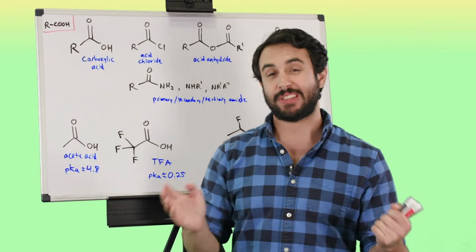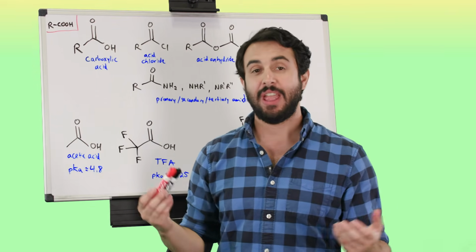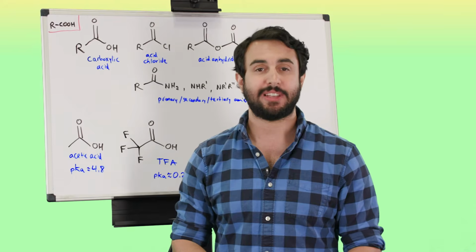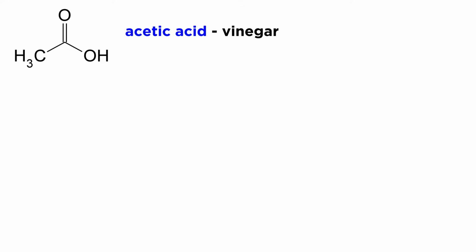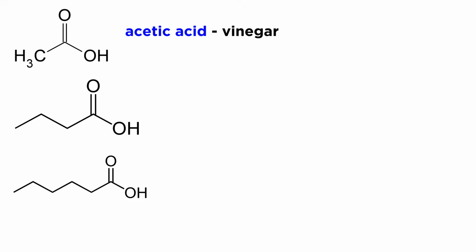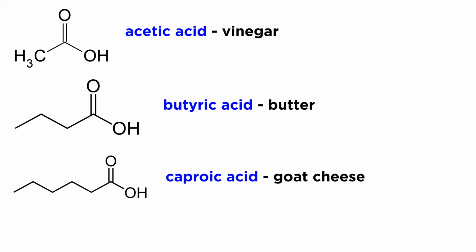Carboxylic acids themselves are very common. There's a lot of naturally occurring carboxylic acids. So, for example, acetic acid is what gives vinegar its sour taste. Carboxylic acids with short chains are found in dairy products. So, for example, the buttery taste of butter comes from butyric acid, and goat cheese derives its strong taste from a high level of caproic acid.